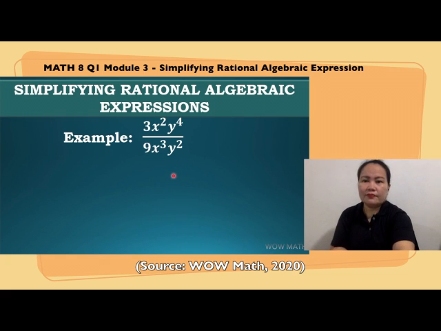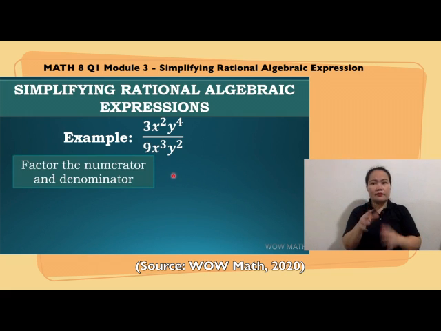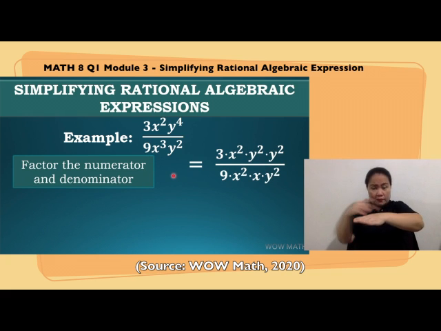Okay, now I have here 3x squared y raised to 4 all over 9x cubed y squared. So, first, factor the numerator and the denominator. So, ito, ang ginawa ko, in-expand ko siya. Para siyang prime factorization. Okay? So, now, bakit ko in-expand itong y raised to 4? Ginawa ko siyang y squared times y squared. Para mapareho siya dito so we can cancel out later. Okay? And then also, etong 3, ginawa ko siyang squared and 1 para merong pareho.